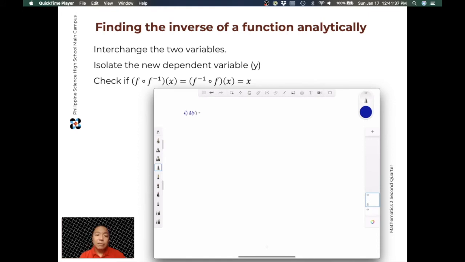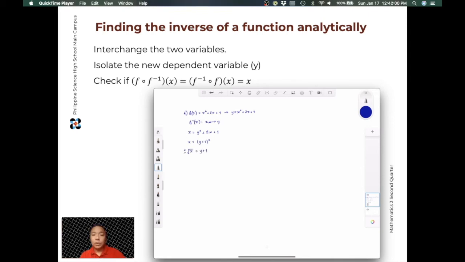So here we have g of x is equal to x squared plus 2x plus 1. So, quadratic, parabola yung graph. This is not a one-to-one function. So, sulat natin siya as y equals x squared plus 2x plus 1. G inverse, pagpalitan natin yung x and y. So, x equals y squared plus 2y plus 1. Y dapat yan. So, x equals quantity y plus 1 squared.